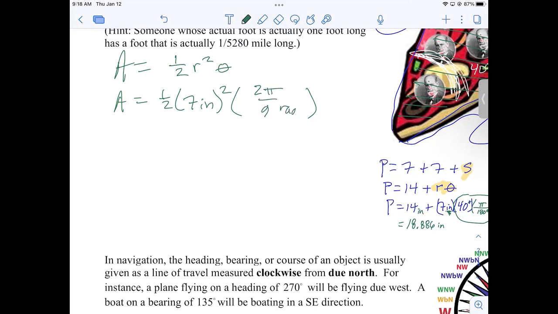And that's radians. And now notice the units are going to be what? Well, I have inches squared right here. So inches squared is going to be square inches, and then times radians should still be square inches. But that's an exact answer. We'll go ahead and type this in. That's 49 divided by 2 times 2 pi divided by 9. That area ends up being 17.104 inches squared.